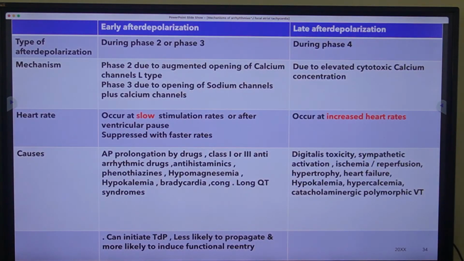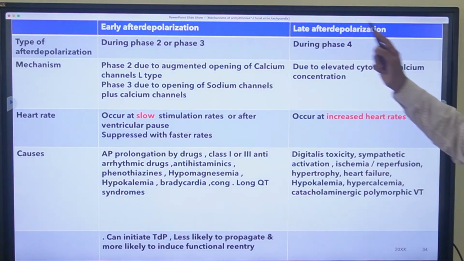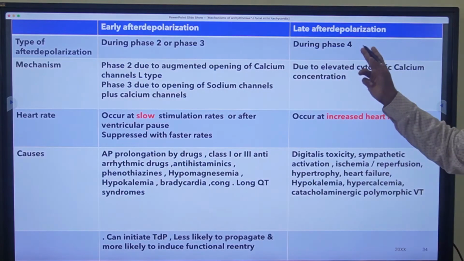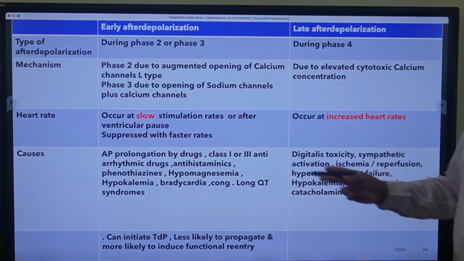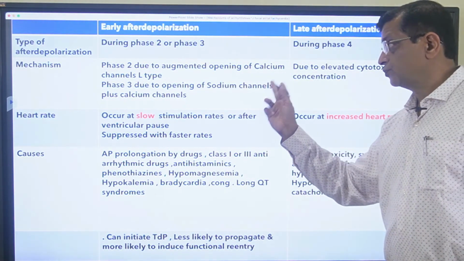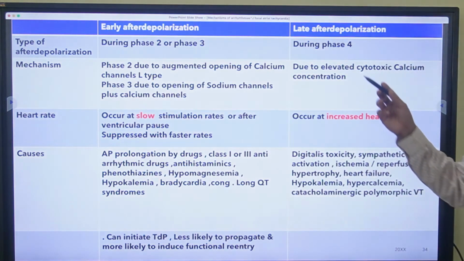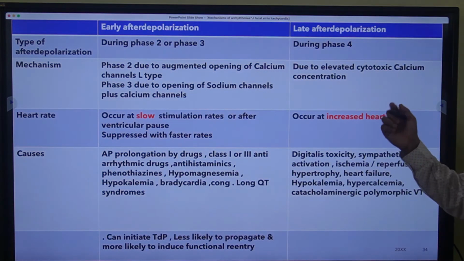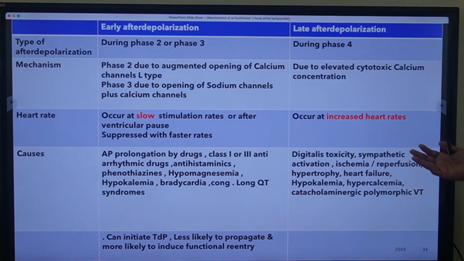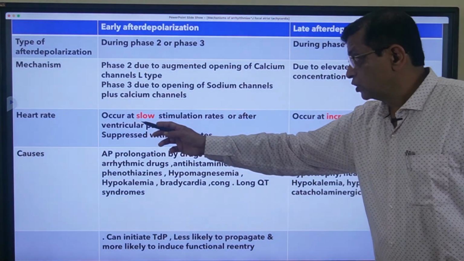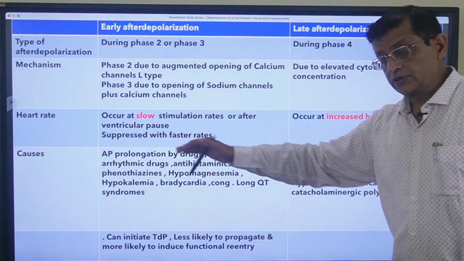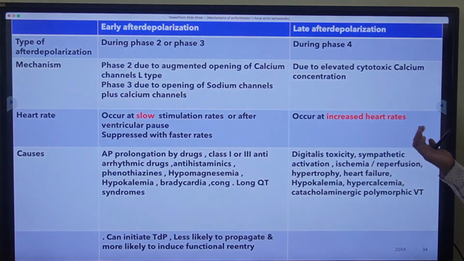Just a comparison of early afterdepolarization and late afterdepolarization. EAD occurs during phase 2 or phase 3. DAD occurs during or just after phase 4. Phase 2 EAD is due to augmented opening of L-type calcium channels, and phase 3 is due to opening of sodium channels plus calcium channels. DAD is due to elevated cytosolic calcium causing stimulation of the sodium calcium exchange pump. EAD can occur at slow stimulation rates or after a ventricular pause, and it is suppressed by fast rates, while DAD can occur at increased heart rates.